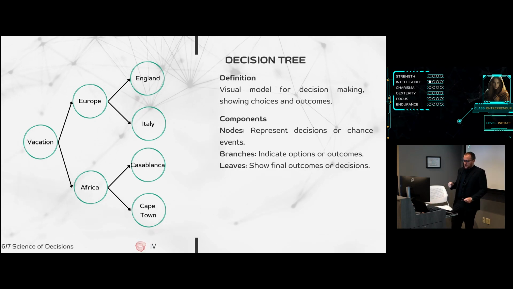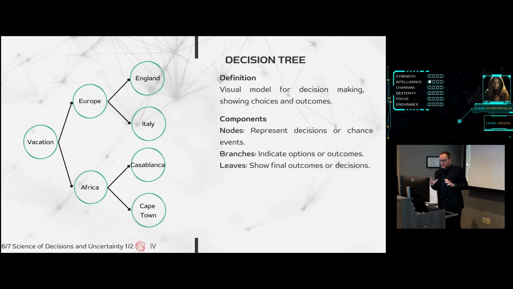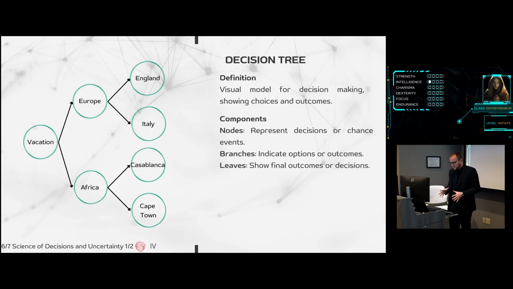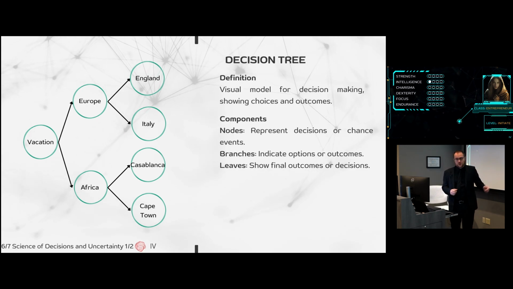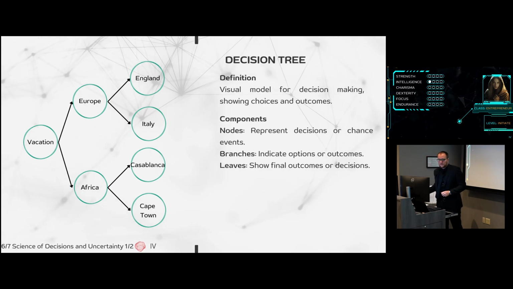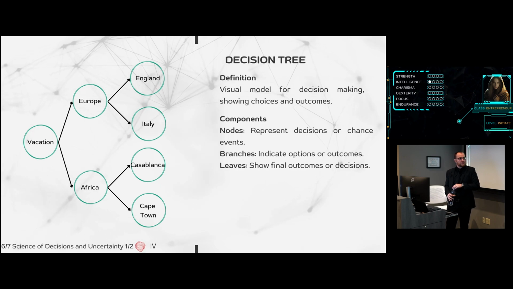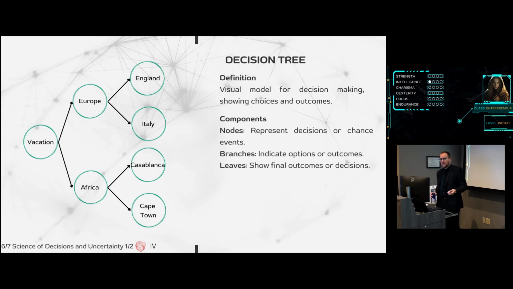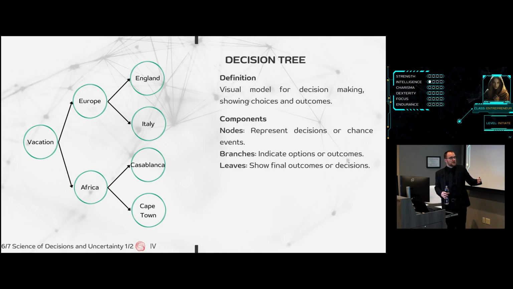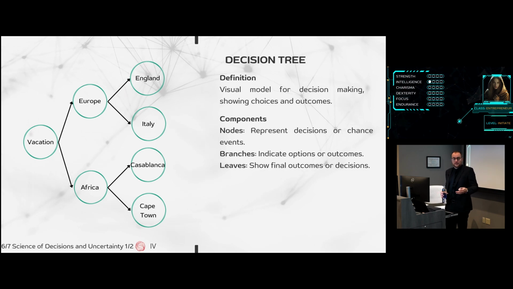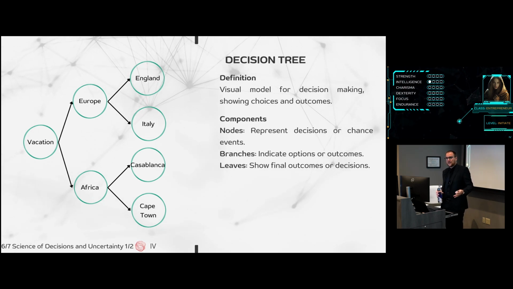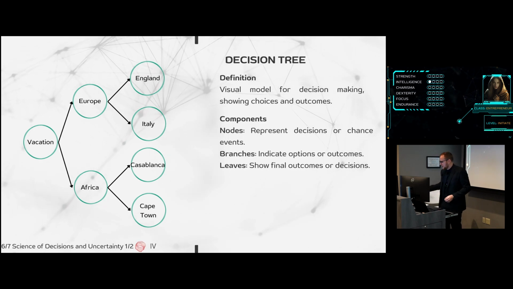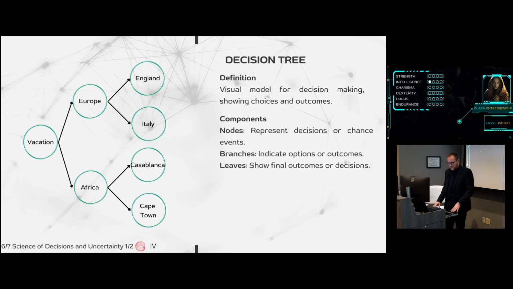Now, we've talked about decision trees. A decision tree is a way of making fundamental decisions. If you were going on a vacation, let's say you'd be choosing between Europe and Africa, and you have options in Europe to go only to England or Italy. This is how your decision tree looks. It is a fundamental concept of drawing out the outcomes of your possible decisions.